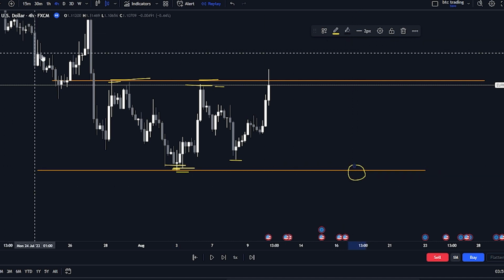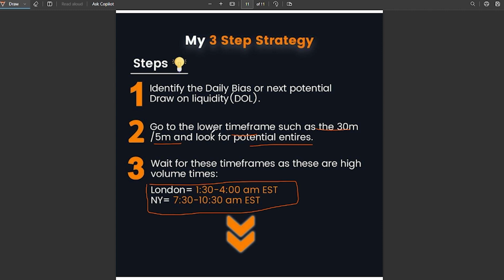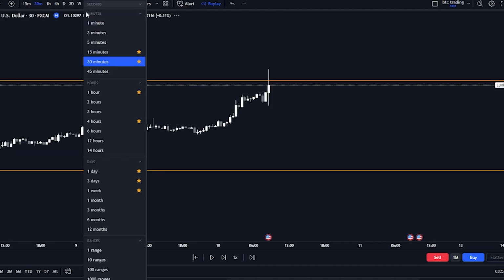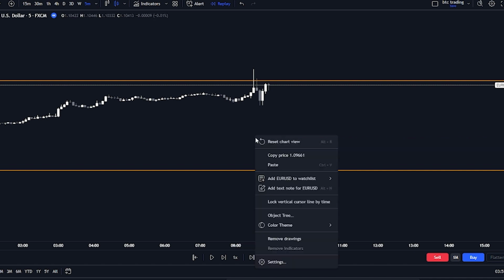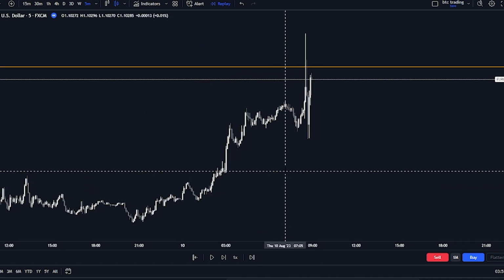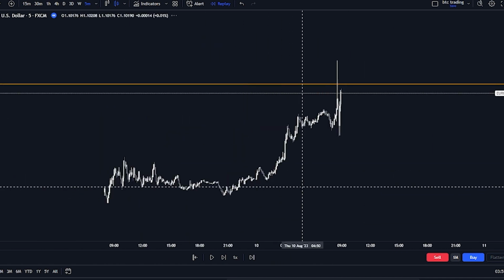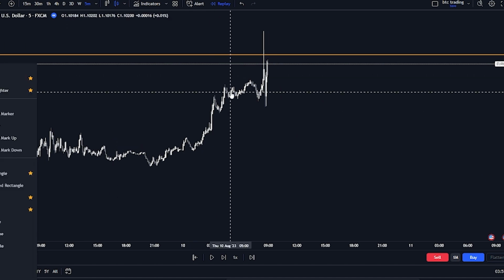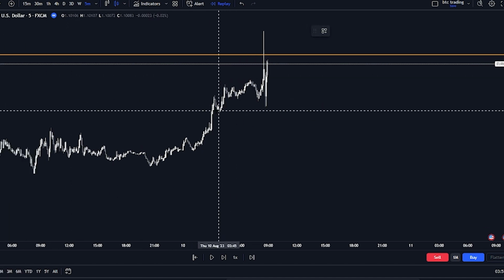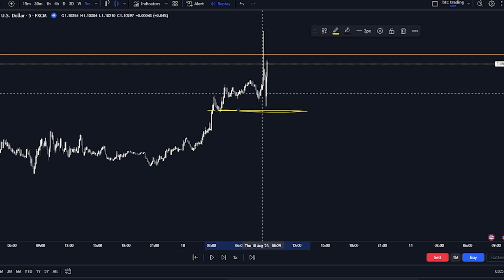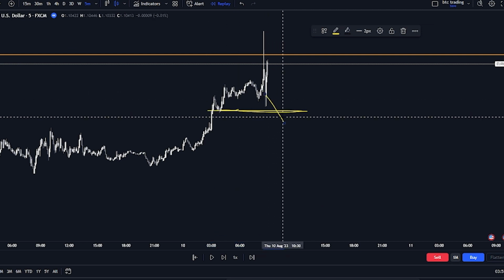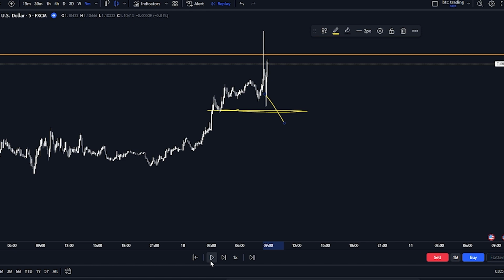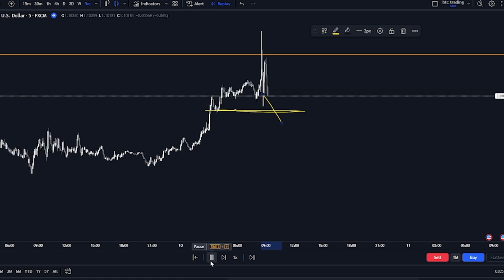Now our second step, as you remember, was to go to the lower time frame such as 30-minute or 5-minute and look for potential entries. Now let's go to the 30 and 5-minute. I prefer to take my triggers from 5 minutes, so let me come here. So when will I execute my trade? I will execute my trade when these lows, you can see these lows, get taken out. When these lows are taken, I will look to short the market. So let's replay the price action and see what happens.